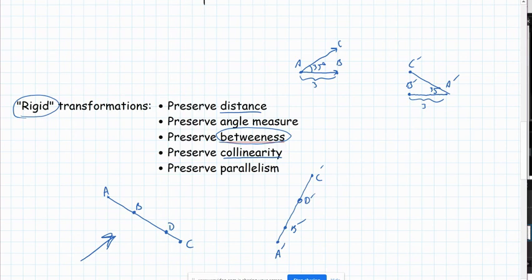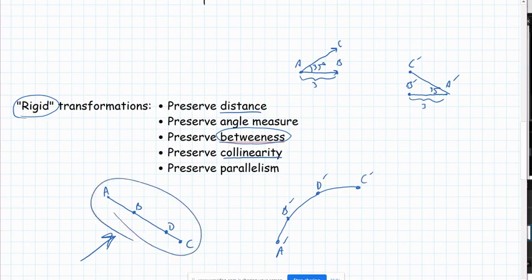Okay, so that would be an example. In this example, collinearity is preserved. But let's say in my image, it bends the line, and now I have A', B', D', and C'. In the original figure, A, B, C, and D are collinear. In this figure, they are not collinear. They are not lined up. And so that one would not preserve collinearity.